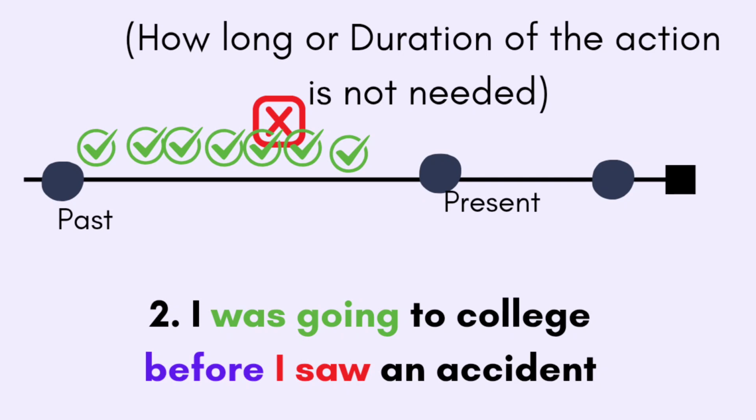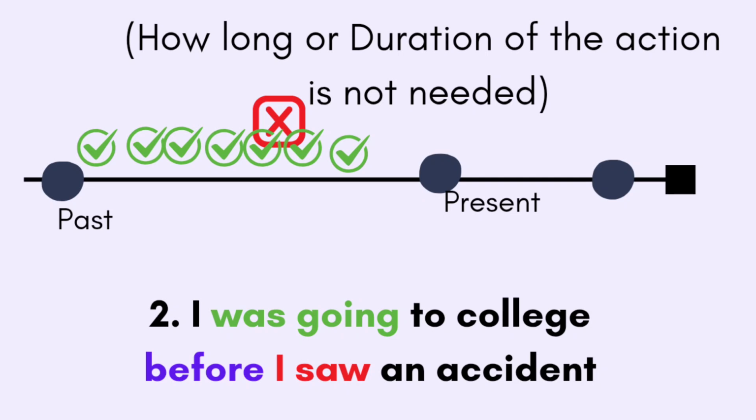Look at the diagram. I was going to college. So look at the green color. In the middle, I saw an accident. While I was going to college, I saw an accident. I did not stop going to college. The action was still continuing.